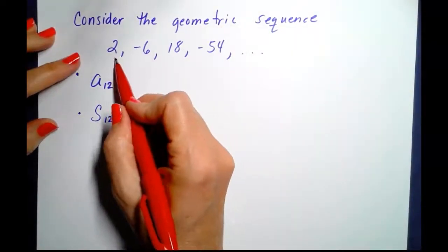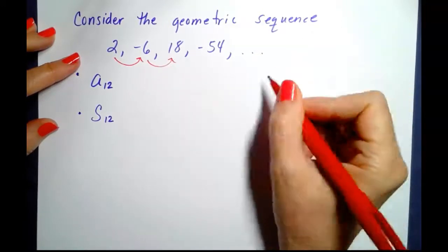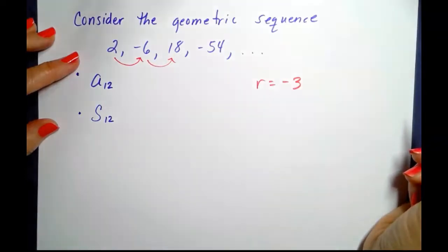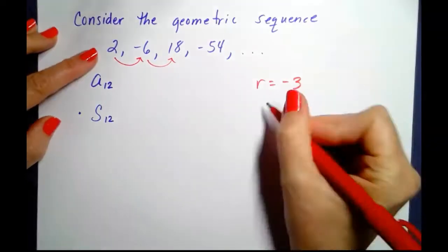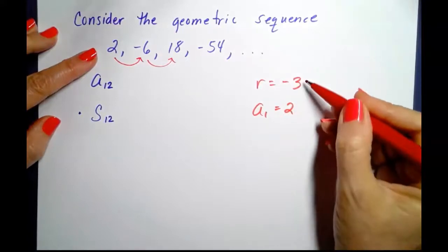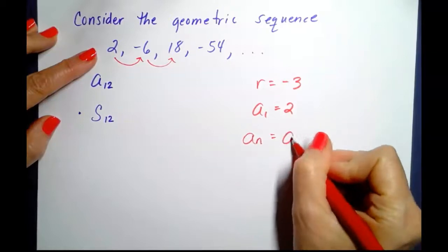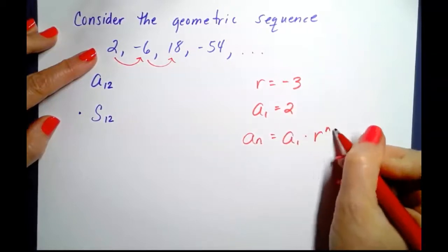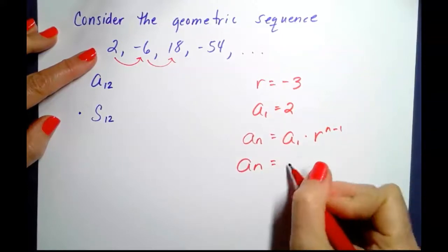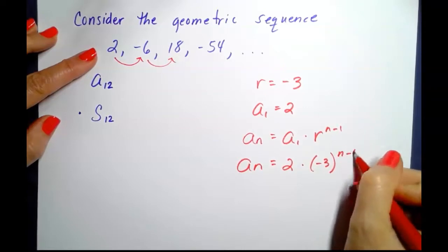To get from 2 to -6 and from -6 to +18, it's going to have a common ratio of -3. So that's what we're going to be multiplying by. And of course, a sub 1 is equal to 2. So if we know a sub 1 and we know r, we can easily write a sub n, which will be a sub 1 times r to the n minus 1.